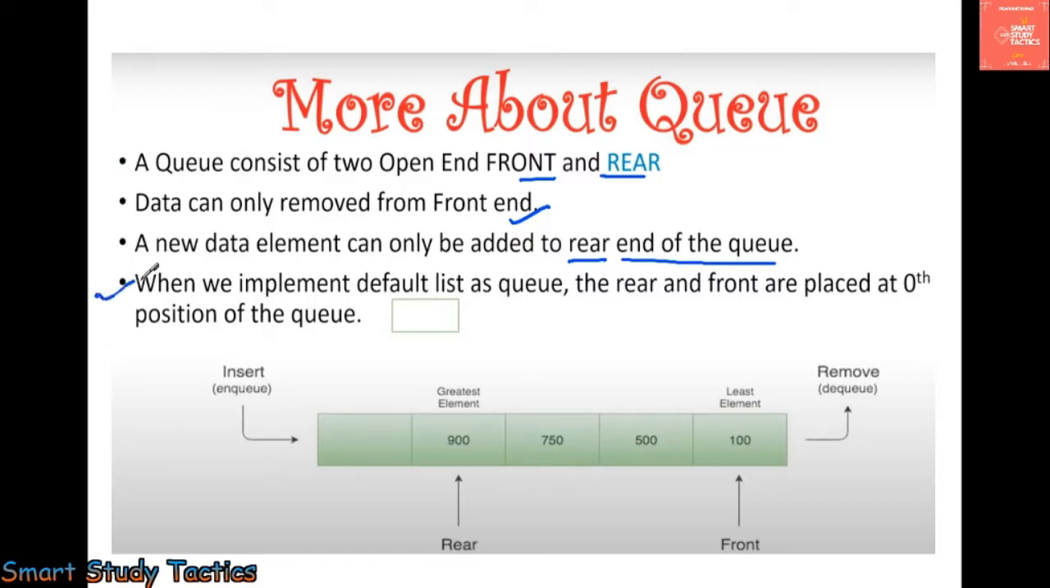And a very important point: when we implement the default list as a queue, the rear and the front are placed at the zeroth position of the queue. It means front equals rear. Make sure, my dear students, to keep it in mind. If the queue does not have any element, they both represent the zeroth position. You will come to know this in the upcoming slides.